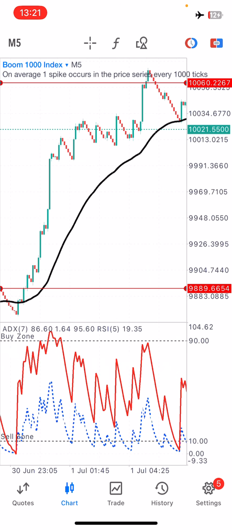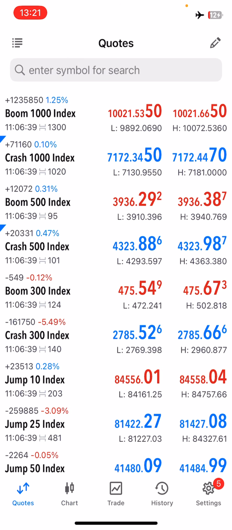But if you want to trade with us right now, we've got 2 positions that are profitable: Crash 500 and Crash 1000. We killed both of them.